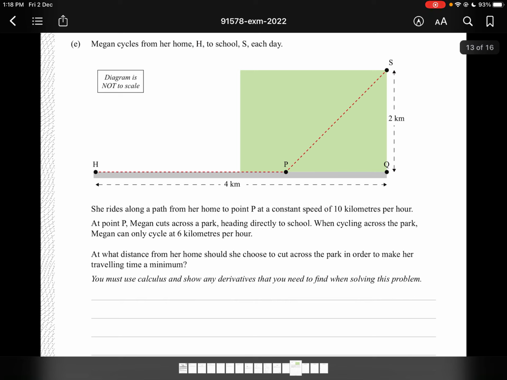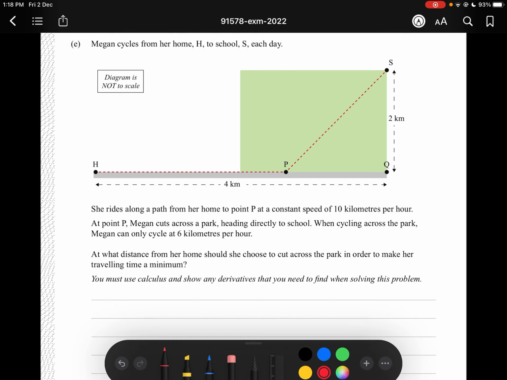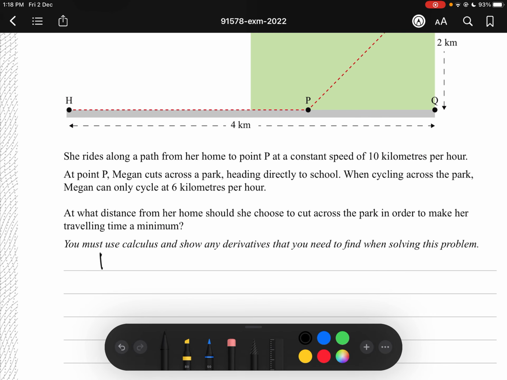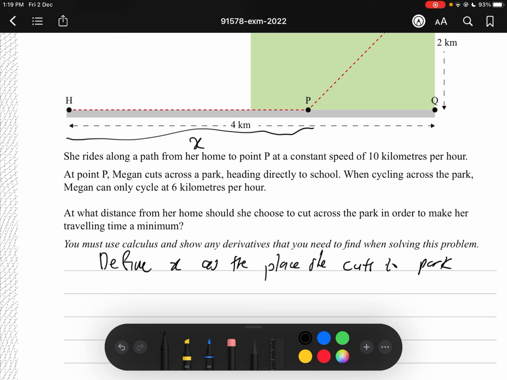So let's make a couple of definitions here. So let's define x as the distance, as the point she cuts into the park. So basically, I'm just calling this point here point x. And therefore, since the whole gravel road is 4 kilometers, we know that PQ is equal to 4 minus x. And that's just basically 4 minus x plus x is 4.